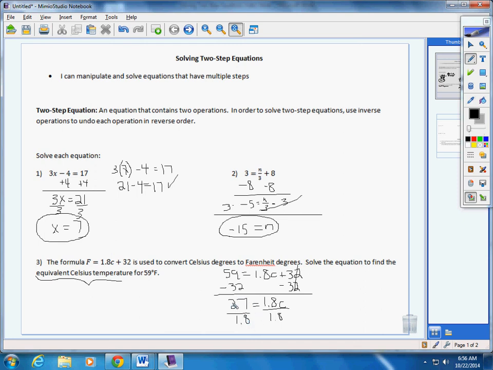Once again, you would probably have to do your long division, 27 divided by 1.8. But for time's sake, I'm not going to do that. So C equals 15 degrees.